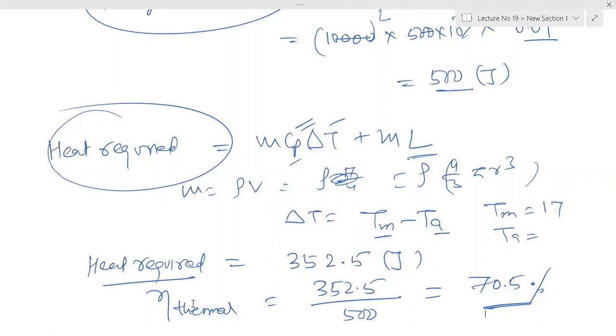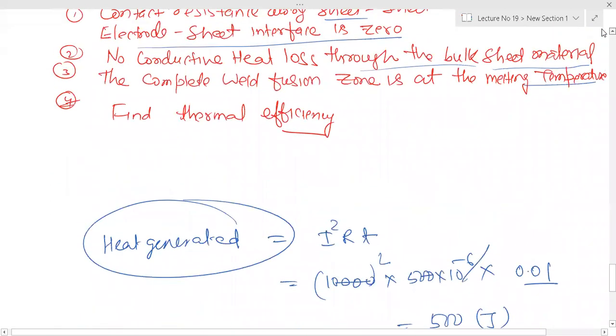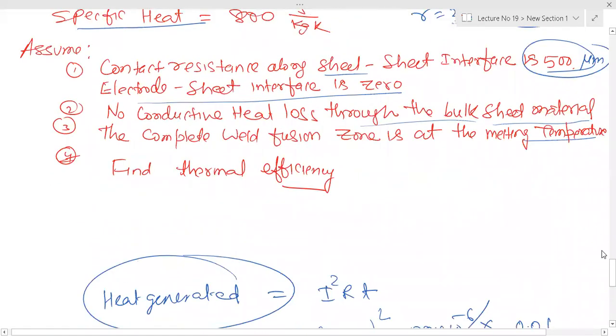Why is thermal efficiency very high? Because there is no loss. Loss is not there, man. They are telling no loss. What to do? We estimated this. Reason is very simple. It is clearly written that no conductive heat loss through the bulk sheet material. When there is no loss of heat, of course thermal efficiency will be high. It is not a heat engine.